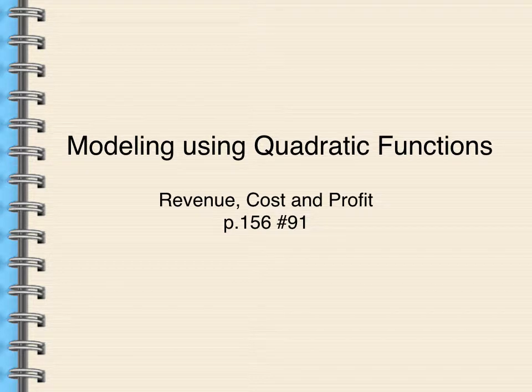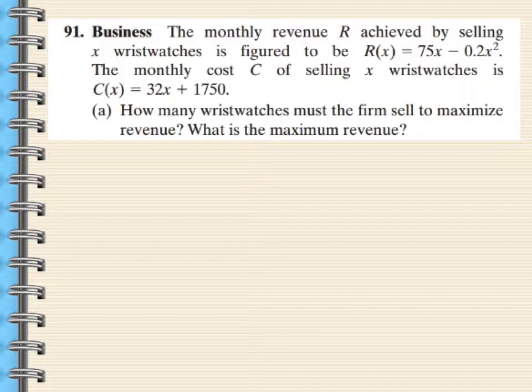Modeling using quadratic functions. We'll be looking at a word problem that involves revenue, cost, and profit. The monthly revenue R achieved by selling x wristwatches is figured to be R(x) = 75x - 0.2x squared. The monthly cost C of selling x wristwatches is C(x) = 32x + 1750.